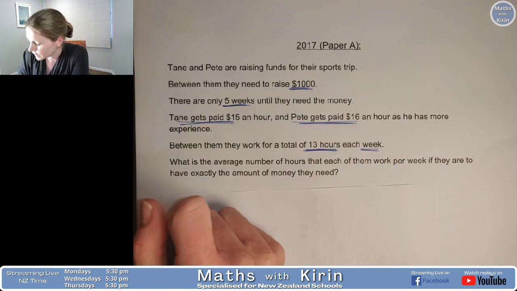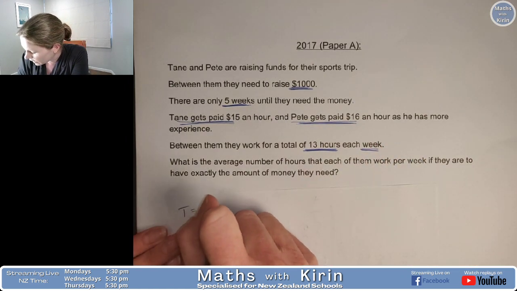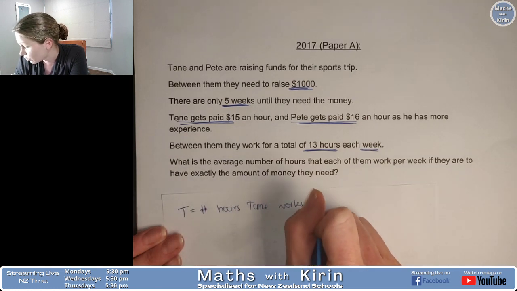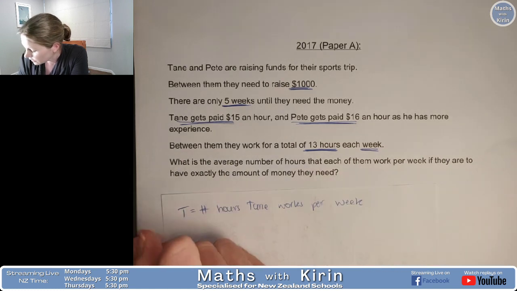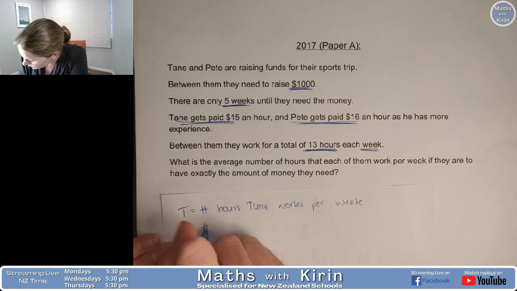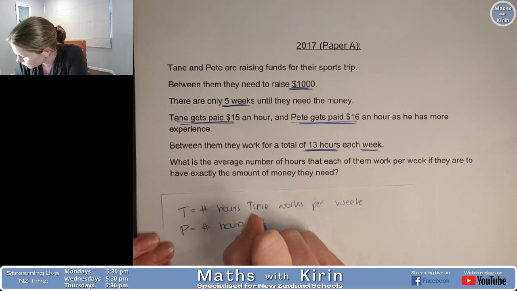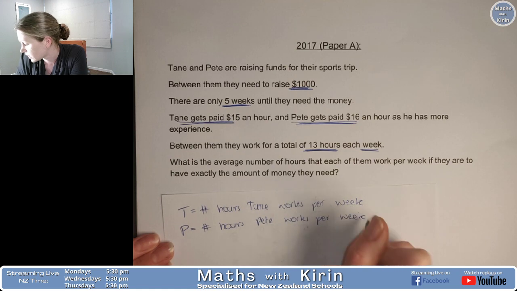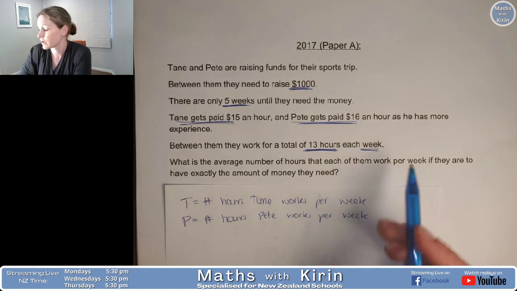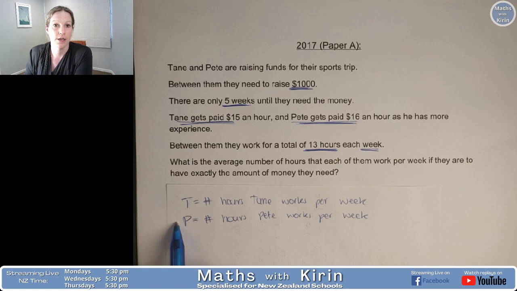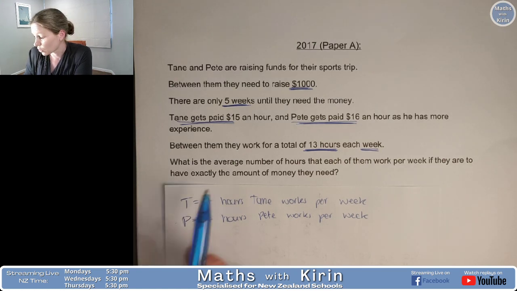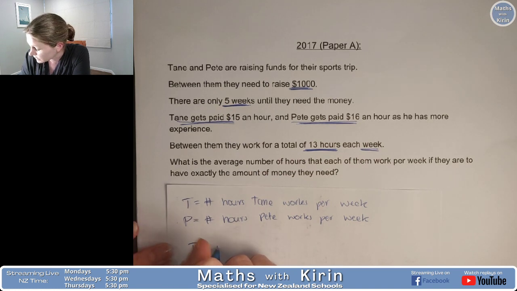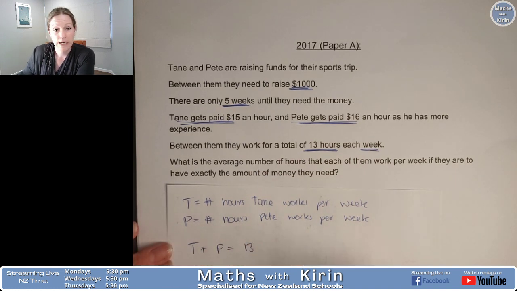So if we say that T is the number of hours Tane works per week, and then P is the number of hours Pete works per week, we can start to write our equations. So we do need to take note that we're doing this in terms of each week. So we know that they together work 13 hours, so the number of hours that Tane works plus the number of hours that Pete works has to be 13.